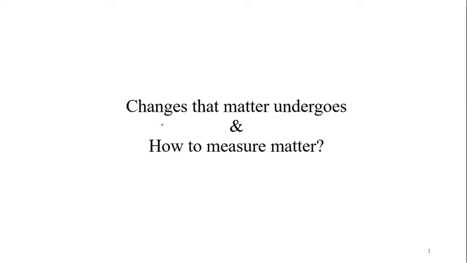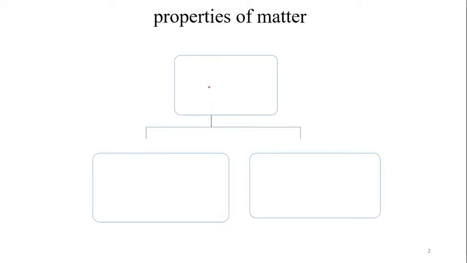I'll be talking today about the changes that matter undergoes. Also, I'll be talking about how to measure matter. First, the properties of matter. If I look at matter, it has either physical properties or chemical properties. If I want to study the physical properties, I can study them without altering or changing the composition of the material, while studying the chemical properties would change the composition of the material.